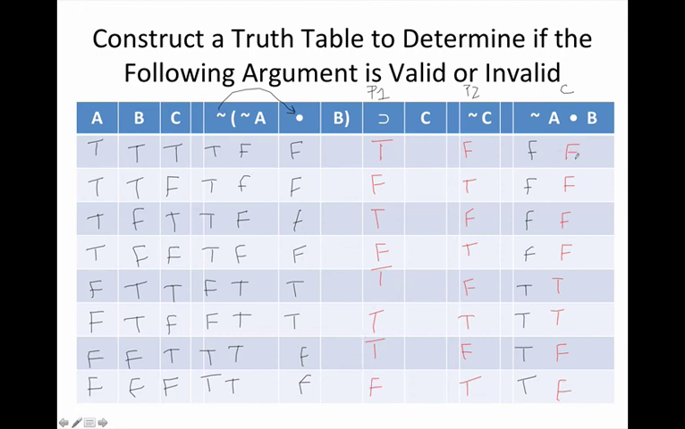So we need to locate all of those conclusion values with F and then look to see if the premises are true at the same time as the conclusion is false, and that is not the case, and so the argument is valid.